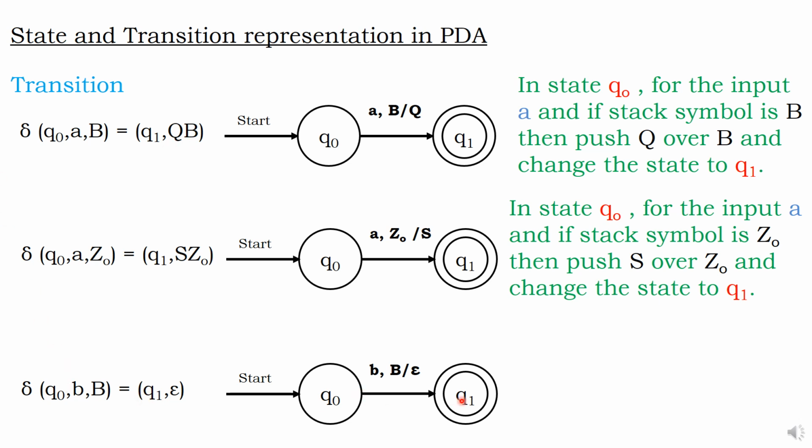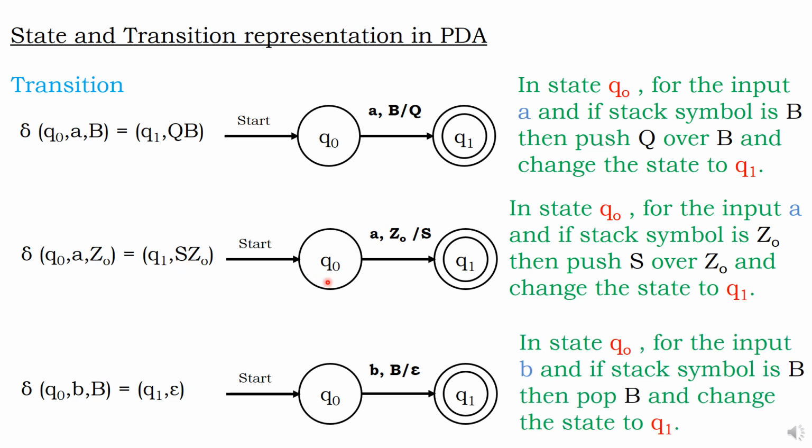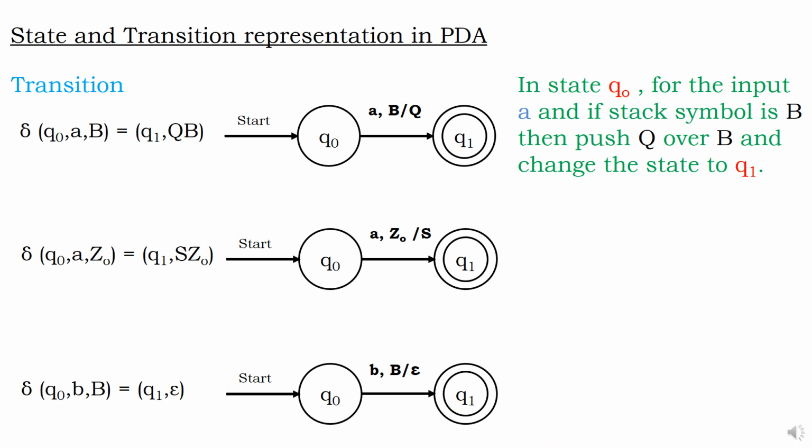Q0 becomes Q1. B is the input. Top of the stack is capital B, then pop. A is the input. Top of the stack is Z0, then push S over Z0. The explanation, everything I gave. In the state Q0, accepted. For the input B, and if the stack symbol is B, then pop, that is indicated by epsilon. So pop B, whatever B is there will get popped, and change the state to Q1.